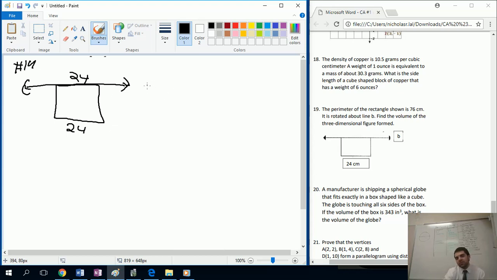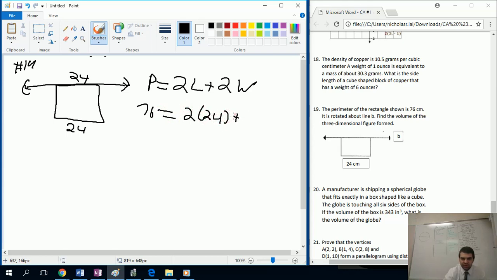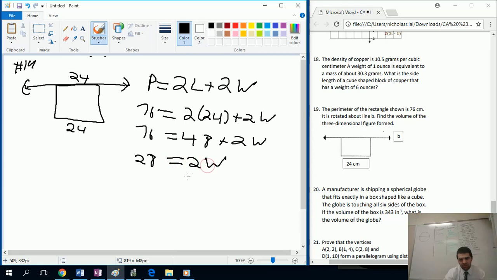Let me draw out the algebra for you so you can see. Perimeter is going to be equal to 2 times length plus 2 times width. So 76 is the perimeter, and 2 times our length is going to be 2 times 24. We still need to find 2 times width. So 76 is equal to 48 plus 2 times our width. I need to subtract 48 from each side. So 76 minus 48 is going to be 28. Use your calculator to verify. 28 is equal to 2 width, and divide each side by 2. And 14 is going to be equal to our width.